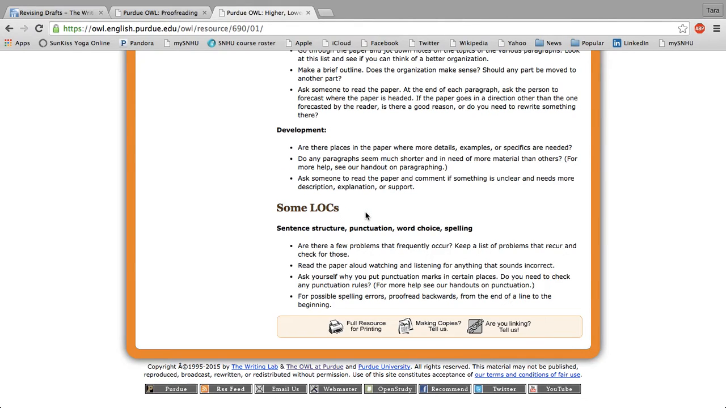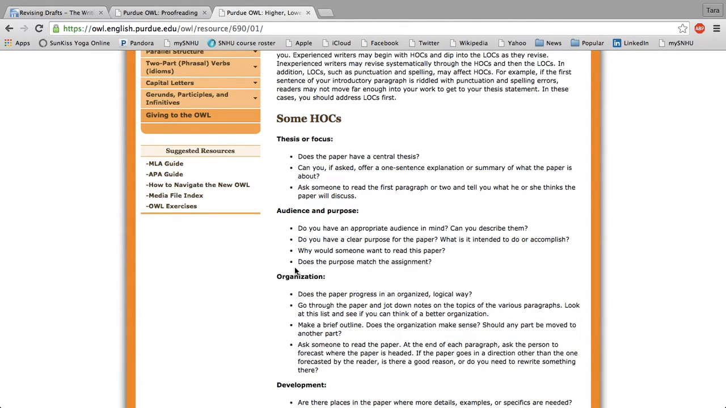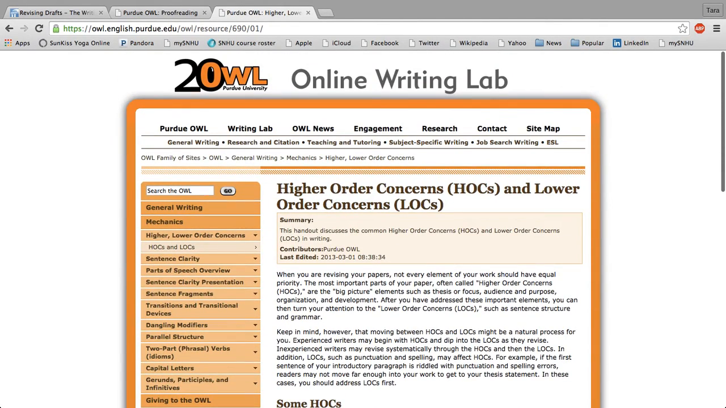So things like sentence structure, punctuation, word choice, and spelling, those are things that you can easily find when proofreading. But if you're still missing keys in organization and focus, then there's really no need to start the proofreading yet because you don't have the essentials of the essay in place. So that's also on Purdue's OWL site.